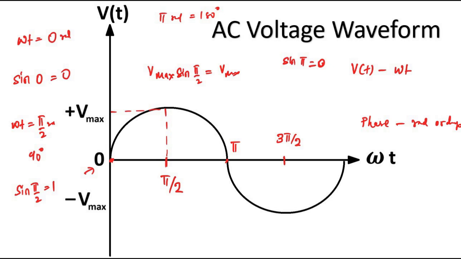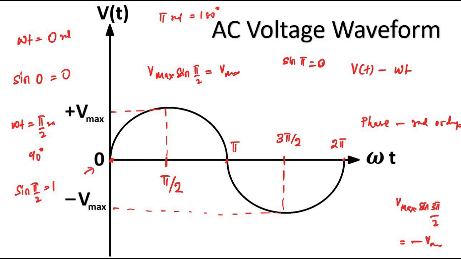So here sin 3 pi by 2 is equal to minus 1. So at this we have Vmax sin 3 pi by 2, which is equal to Vmax into minus 1, which is equal to minus Vmax. So we have minus Vmax here at omega t equal to 3 pi by 2. Again this is 2 pi or 360 degree. So sin 2 pi is 0. Again we come back to 0.